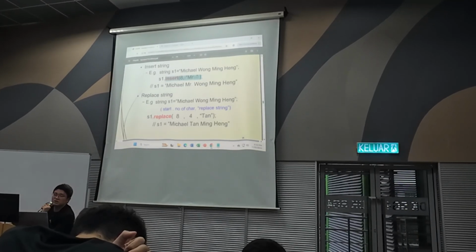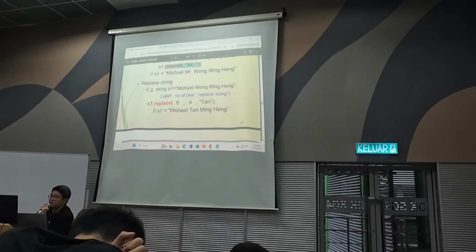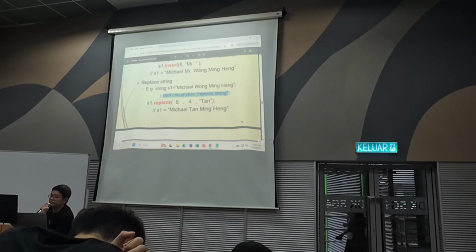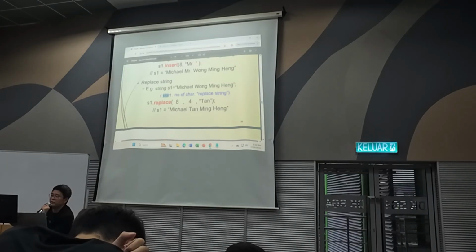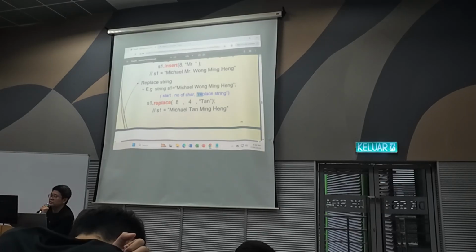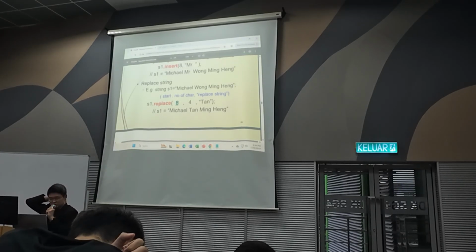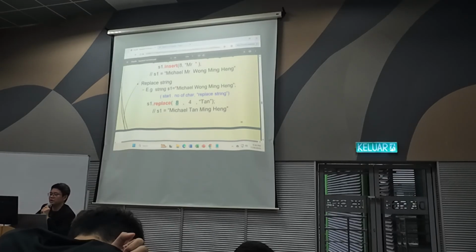Let's say if I don't want to insert a string, I want to replace the string. I have three inputs here. One is where you start to replace the string, then the number of characters that you want to replace, and then this is your replace string. So if I use this replace function, I'm going to start from position A, and the number of characters that I want to replace is 4.